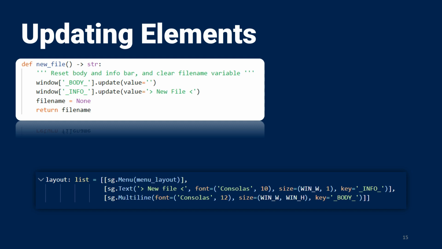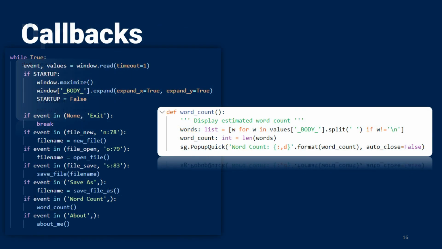Well, at the top you can see that I've defined a function for a new file that sets the value of the multi-line body element as an empty string and the text info bar to the file name new file. As you may have noticed, I'm using the window element that I created like a dictionary, and I'm looking up a key that I've defined as body and info. These are in fact the elements that I've defined in my layout. In PySimpleGUI, when you assign a key to the element, you can use that key to look up the item from the window and perform updates on it. And in this case, the text and multi-line elements have an update method that allow me to update the text values.